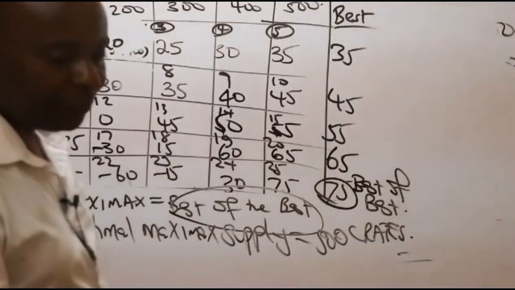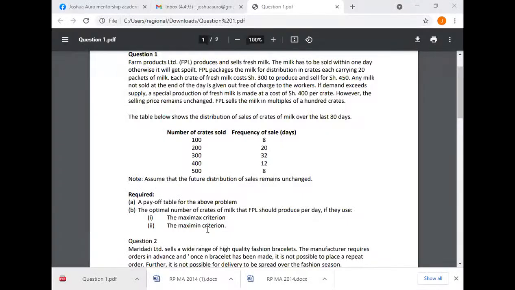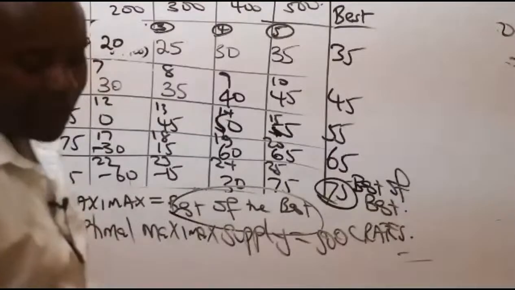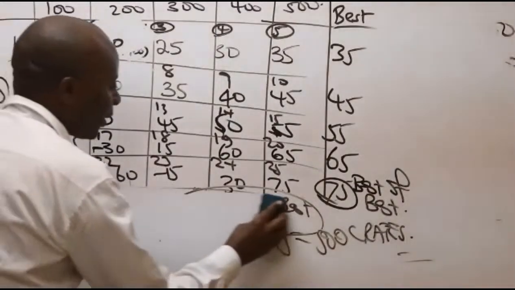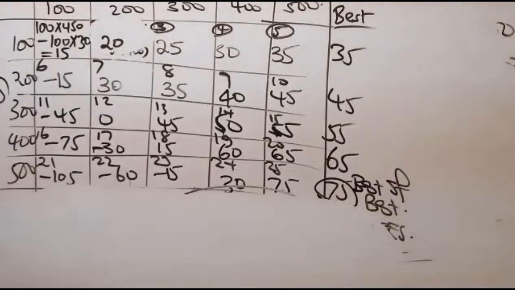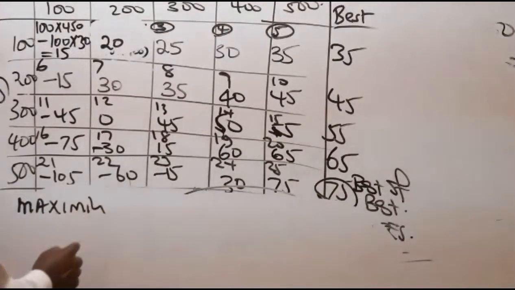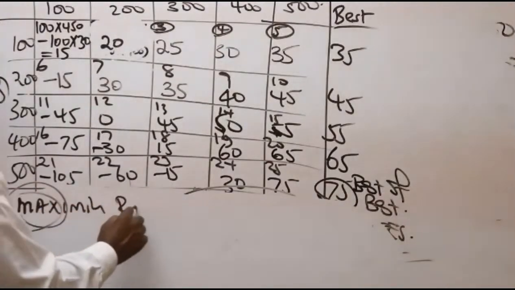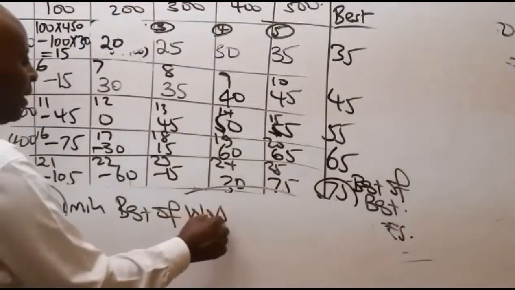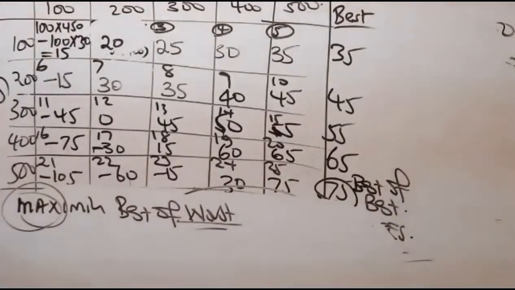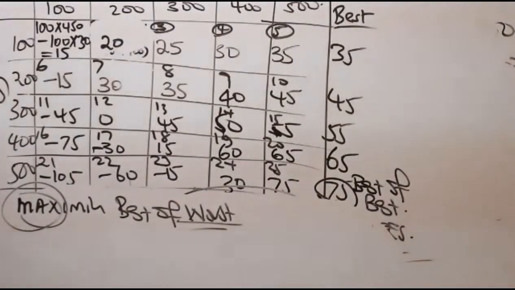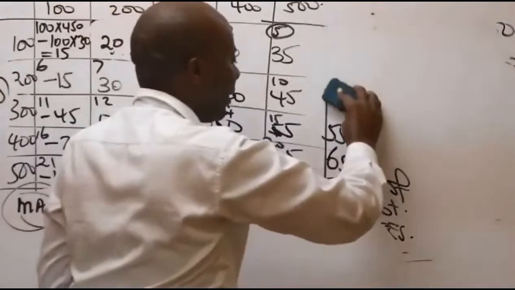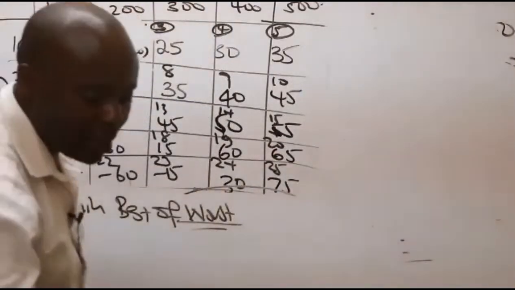The last one here is the Maximini criterion. So for the Maximini criterion, what do we have here? I know that in Maximini, maxi is best. Best of the mini, best of the worst. That is best of the worst. And then what I'm supposed to do is create a column here for worst.